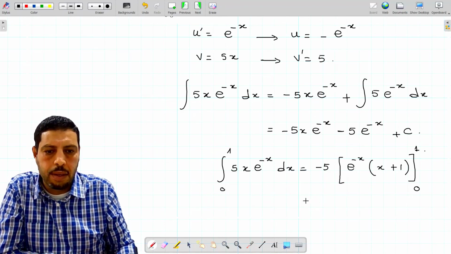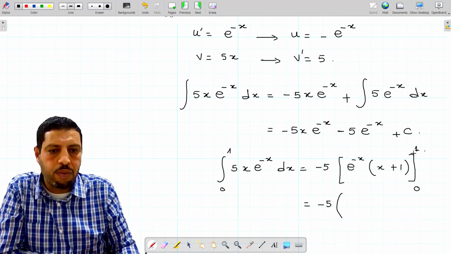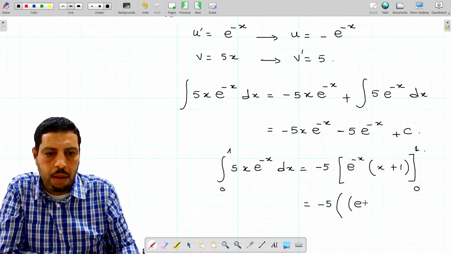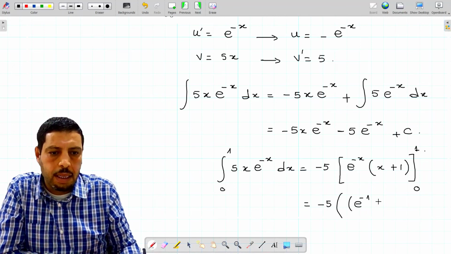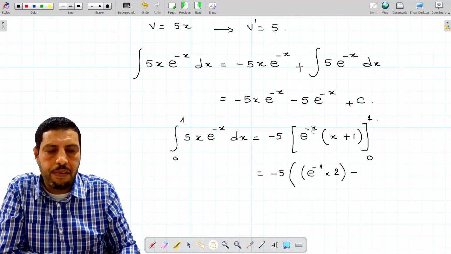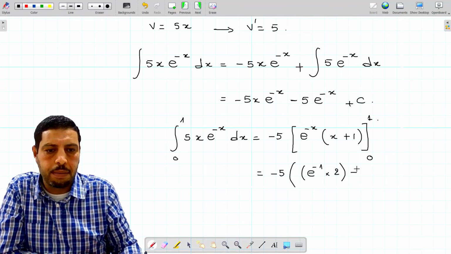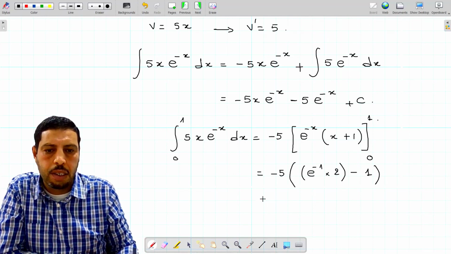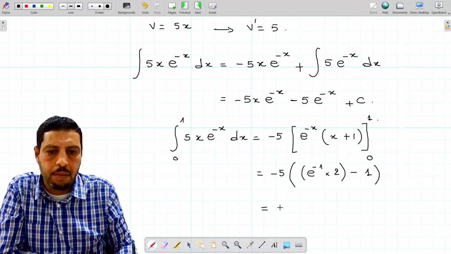So you can evaluate. It's equal to minus 5 times, and this function at 1 gives exponential minus 1 times 1 plus 1, which is 2, minus the value of this function at 0, which gives exponential minus 0, which is 1, times 0 plus 1. So the final result will be minus 5 times 2 over e minus 1. So at the end, you can write your expression as 5 times 1 minus 2 over e.